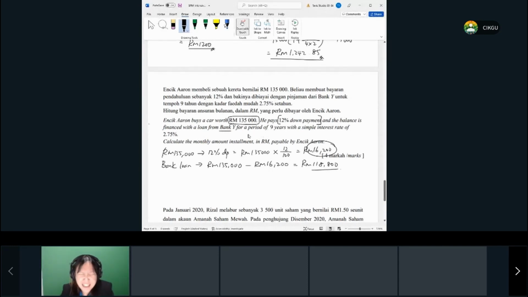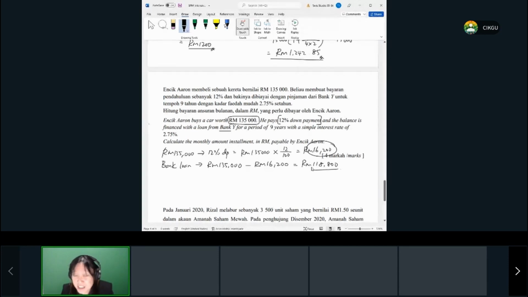Just a little side note, guys: not every bank will lend you money. Before they lend you money, the bank will check you. If you are a person who always owes credit card debt, or sometimes pays the bank and sometimes doesn't pay, not consistent, they won't lend to you. So lending from the bank also has criteria, okay?